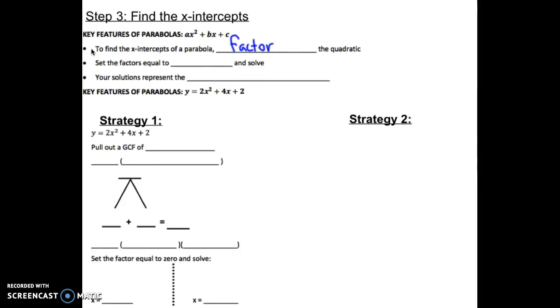So, to find it, you factor the quadratic. I think Miss Coleman's favorite word was factor. The F word was factor. I think she said that first.